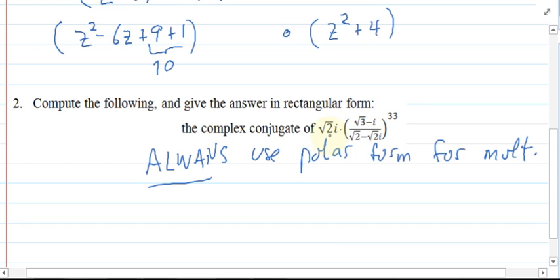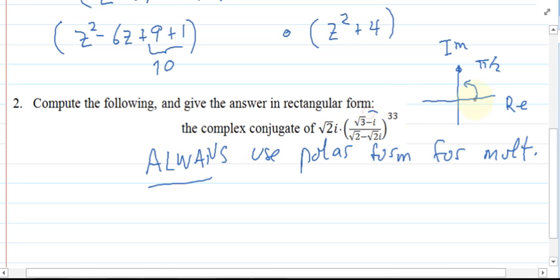Now, you can draw your own unit circle by remembering the real and imaginary plane. This is the real axis, and this is the imaginary axis. Okay, now where is i? i is up here, right? So what angle is this? This angle is 90 degrees or pi over 2.